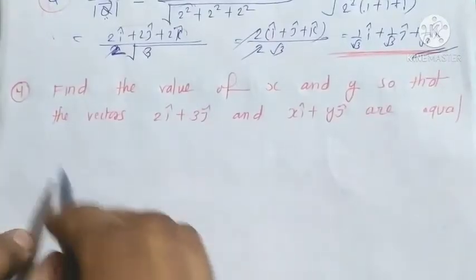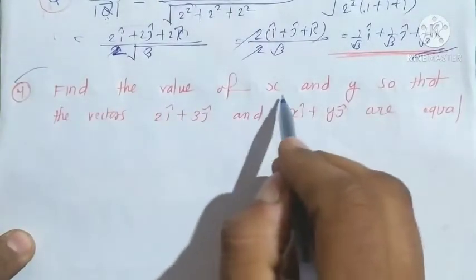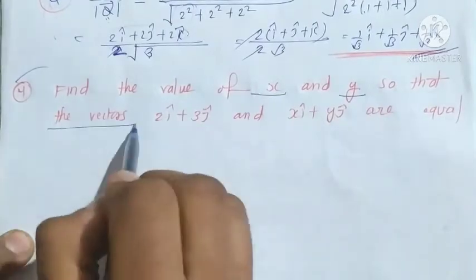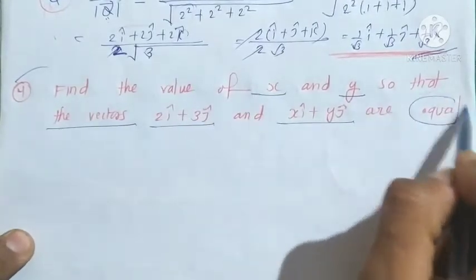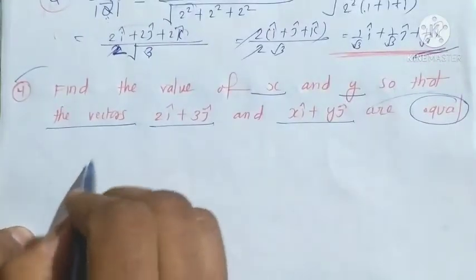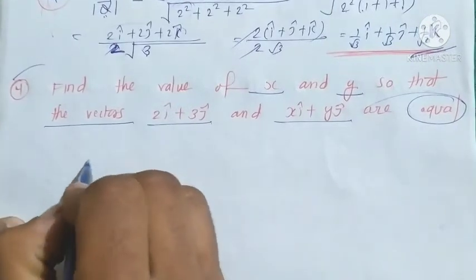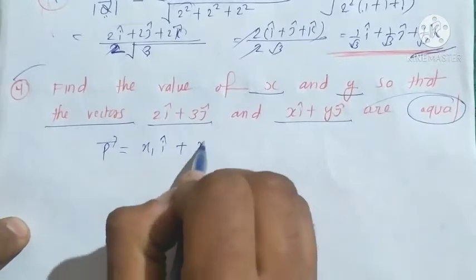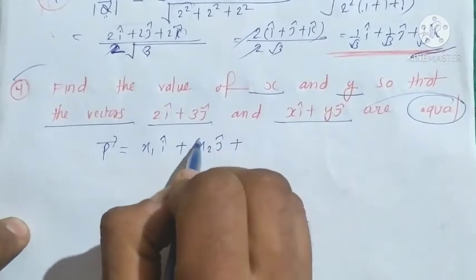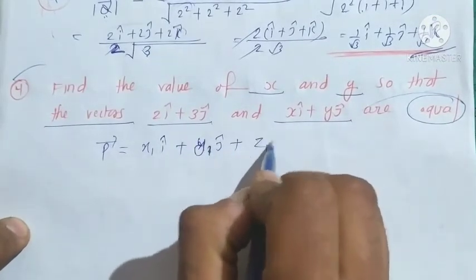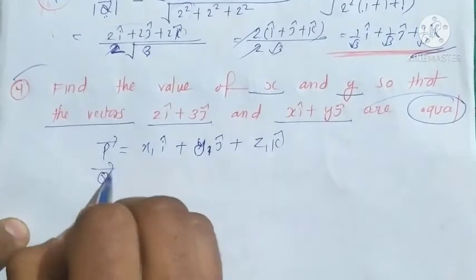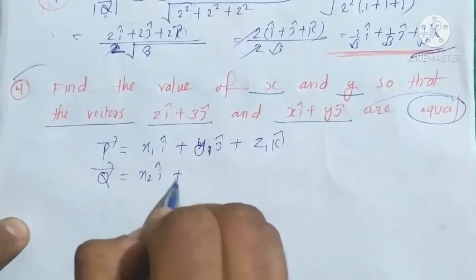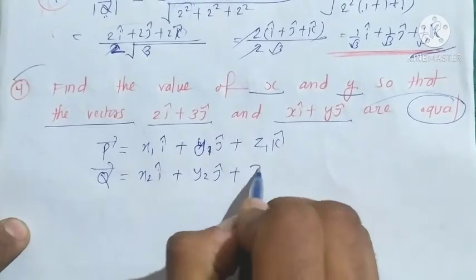Now our next problem is question number 4. Find the values of x and y so that these two vectors are equal. If two vectors are equal, we take any general form firstly. We take any vector p equal to x1i, y1j and z1k. And we take another vector q, x2i, y2j, z2k.